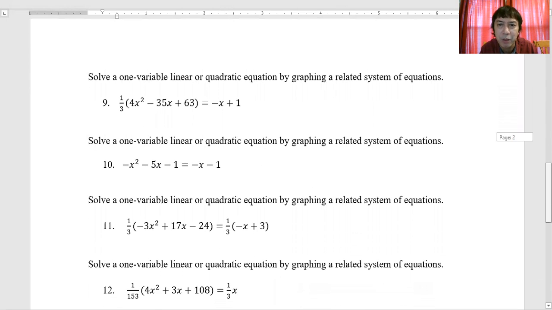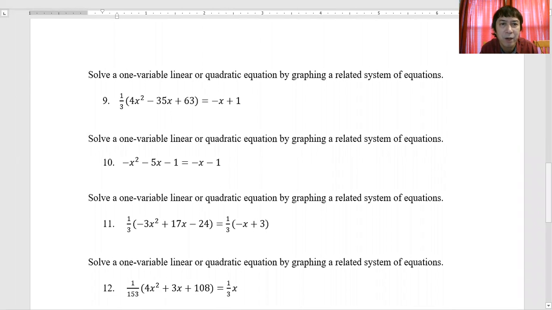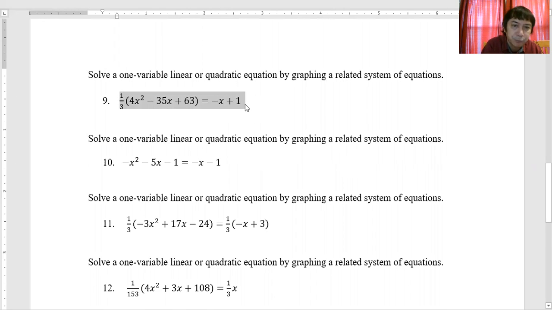Here is number 9. Solve a one variable linear or quadratic equation by graphing a related system of equations. So let's have the number 9 equation. It's 1/3 times the quantity 4x squared minus 35x plus 63 is equal to negative x plus 1. Notice the left side is quadratic and the right side is linear. So to solve this, we make two equations.